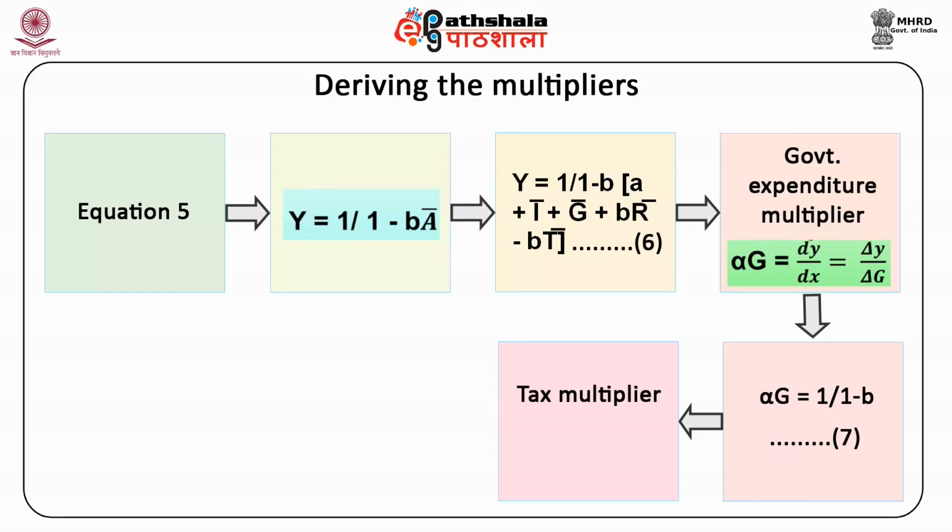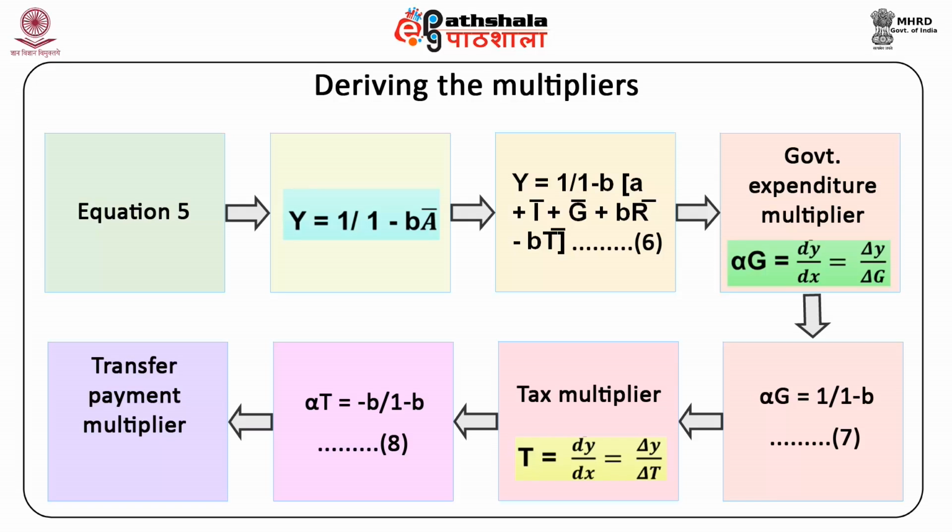Tax multiplier equals alpha t equals delta Y by delta T equals change in Y by change in T, or alpha t equals minus B by 1 minus B. This is equation 8. Transfer payment multiplier equals alpha r equals delta Y by delta R equals change in Y by change in R, or alpha r equals B by 1 minus B. This is given as equation 9.